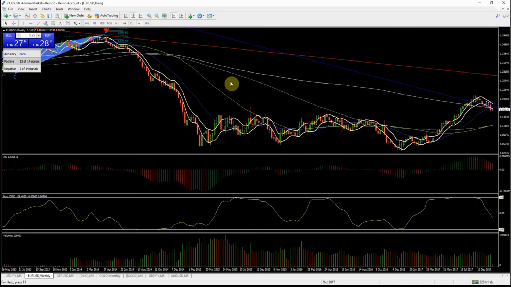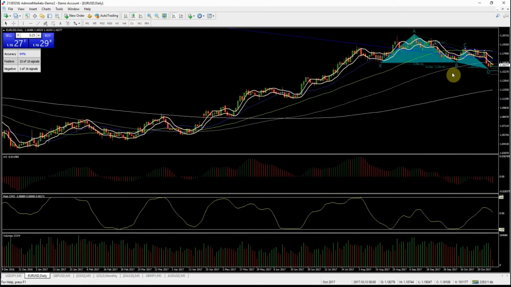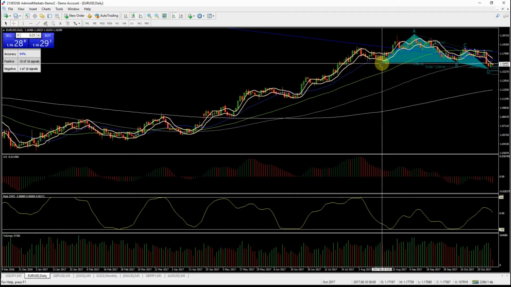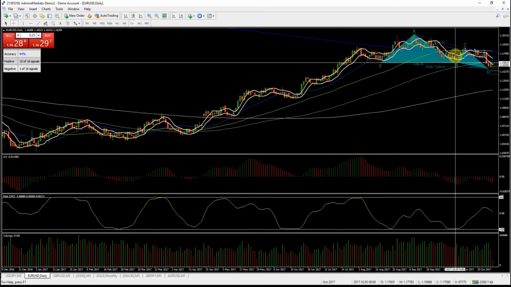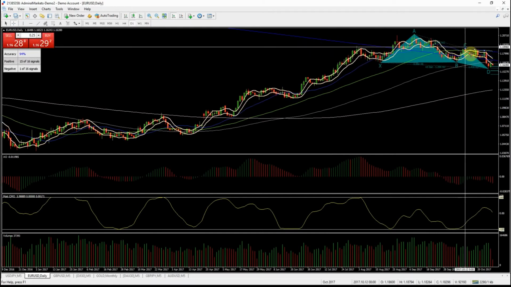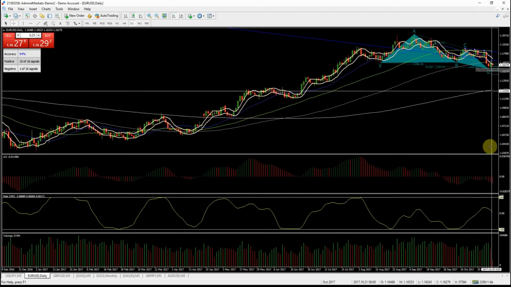So on the daily charts, we can see obviously that move we've seen on the weekly charts has happened over time. We've had these lows down here, which we've broken through. So we kind of hit the support zone, bounced back up, but then have come back down.